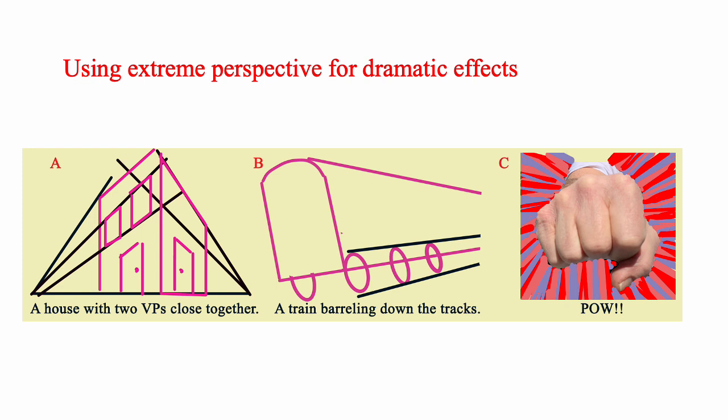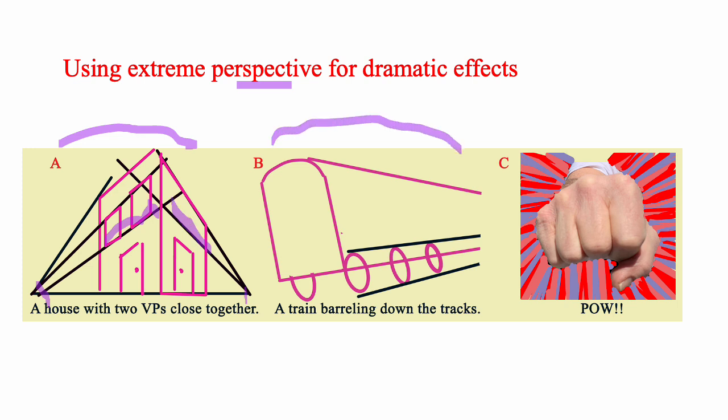We can exaggerate perspective for dramatic effects. So here I drew a house where the 2 vanishing points are very close together, and the doors look like eyes and these look like eyebrows, so it makes it look like a worried house, poor house.